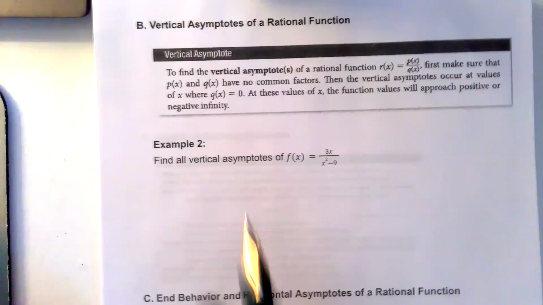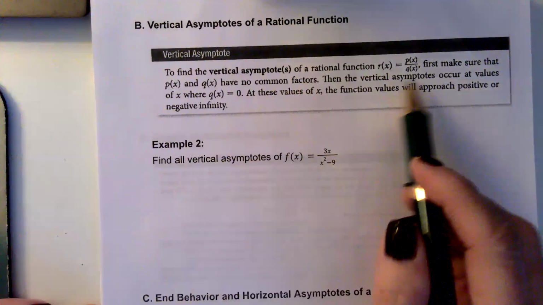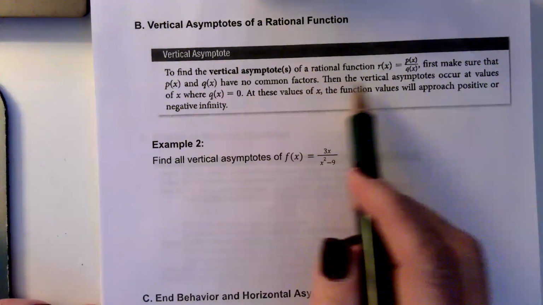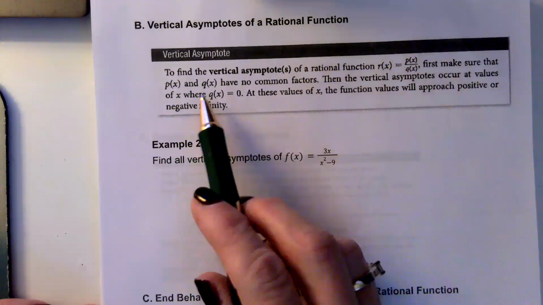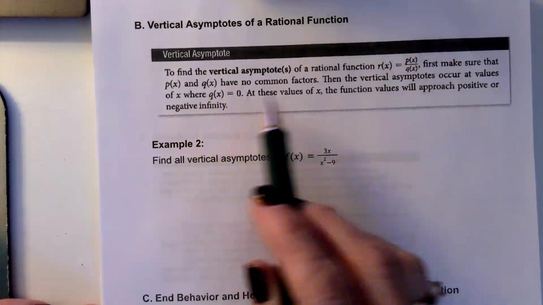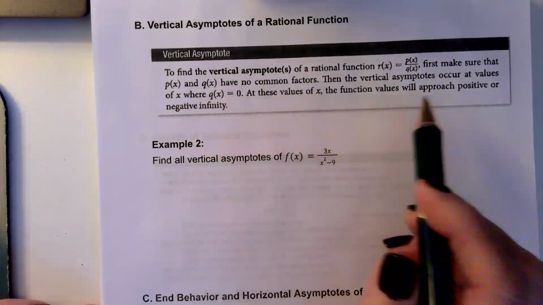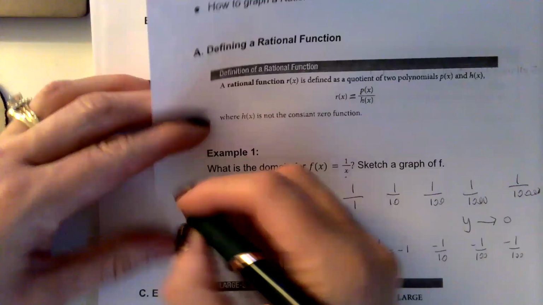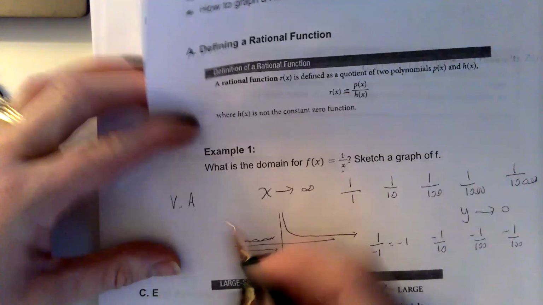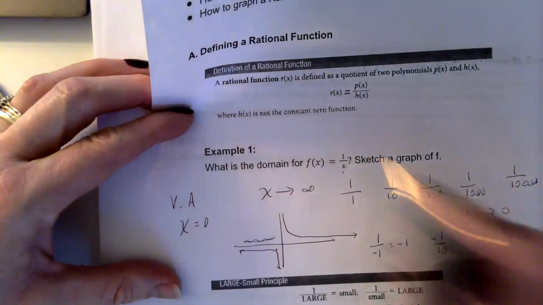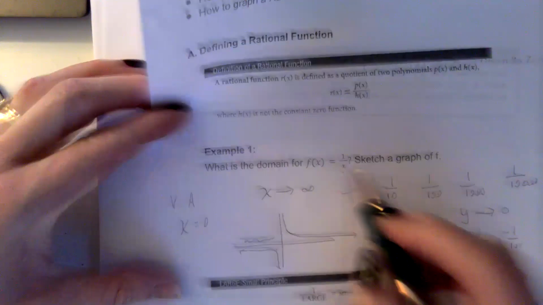To find the vertical asymptote of a rational function, first make sure that p and q have no common factors. Then the vertical asymptotes occur at values of x where q of x, or the denominator, equals 0. At these values of x, the function values will approach positive or negative infinity. So the initial one that we looked at has a vertical asymptote. We say it's a VA at x equal to 0. That's when our denominator equals 0.